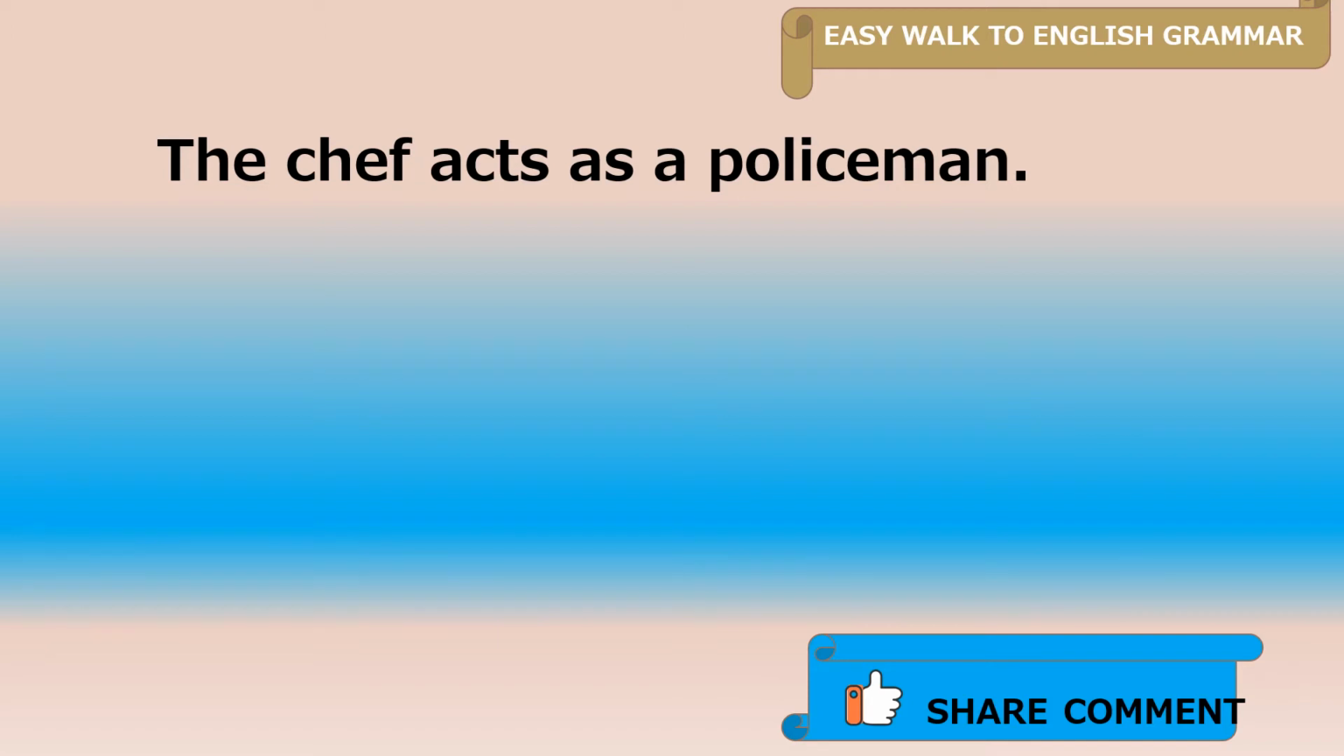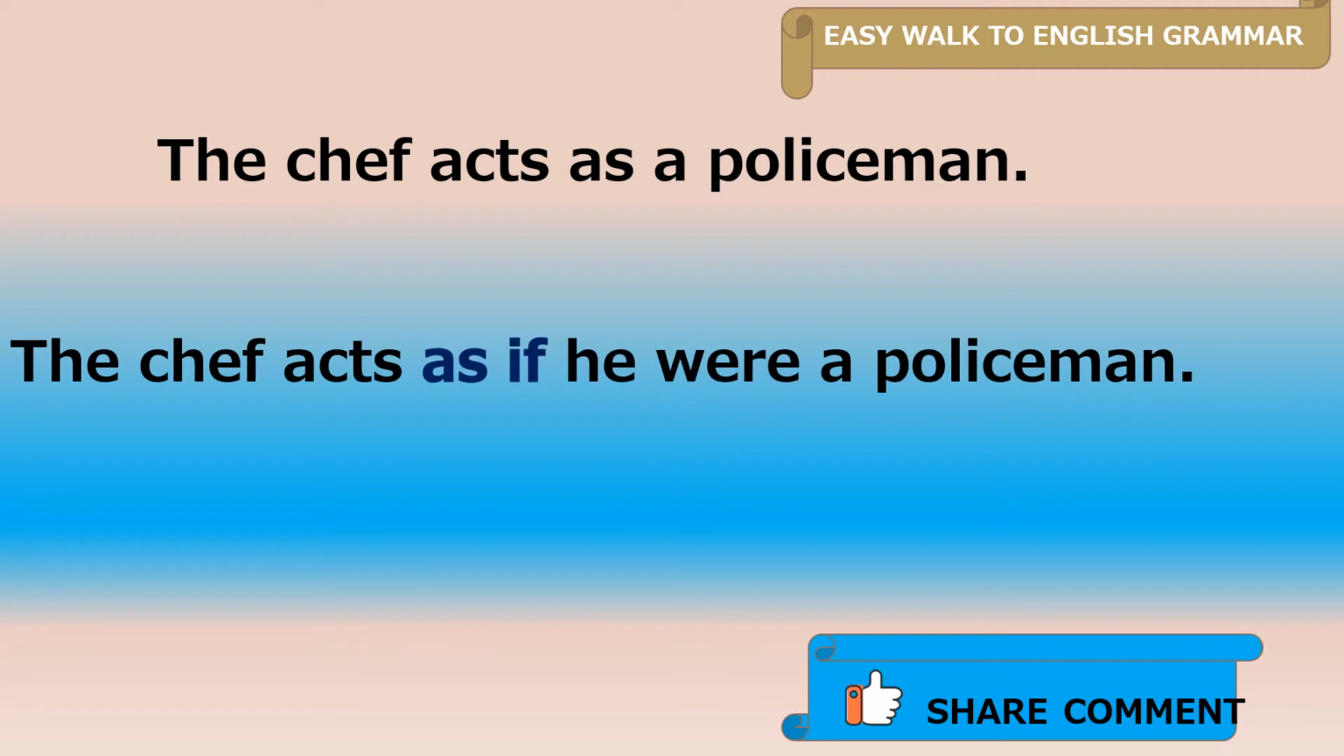Then how can we bring in that sense into our sentence? Of course, with the help of this sentence, we can bring in that meaning. The chef acts as if he were a policeman. When we use the phrase as if, now it's very clear that the chef pretends as a policeman in order to cheat someone, in order to deceive someone, or to make fun of someone. Anyway, he is not acting in a movie or in a play.